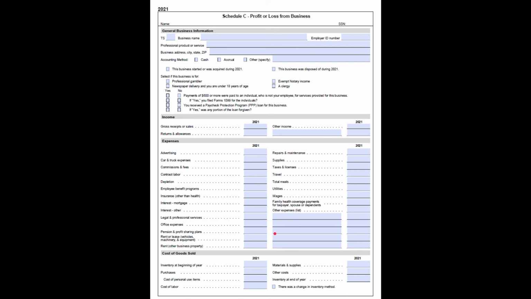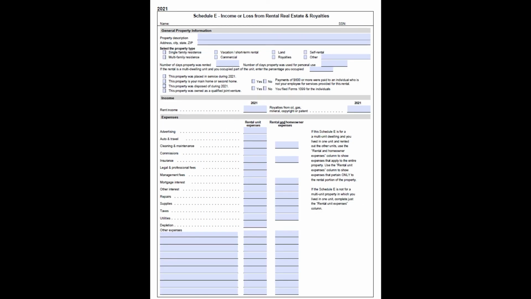And then we have an area for other expenses over here, if you had expenses that you do not feel fit into any of the other categories that we've provided. Cost of goods sold is going to mostly be for those who are selling a product. Okay, so if you have inventory, we are going to need you to fill out this information here. And that's inventory that has actually been sold.